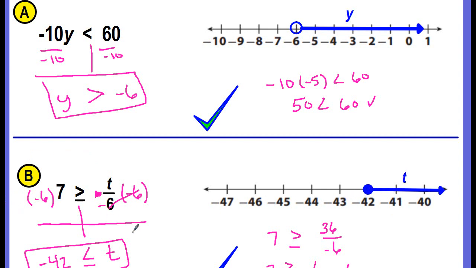And then you just graph your solution on the number line. Here's the -42. T is greater than, so our T line is going to go to the right. Our circle is going to be filled in because it's equal to. Okay guys, great job. You're now ready for your independent practice.